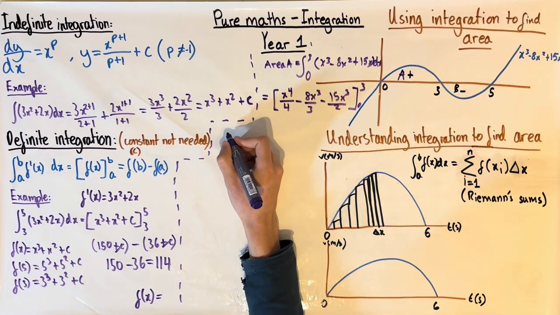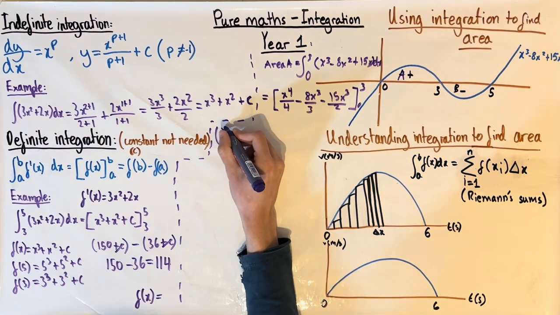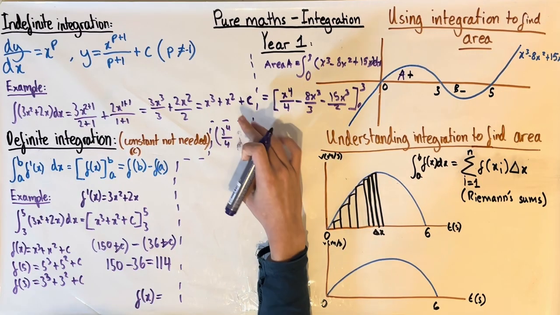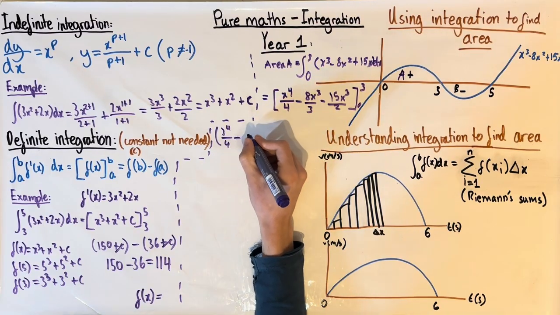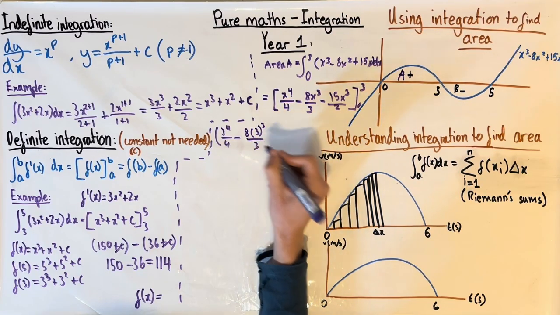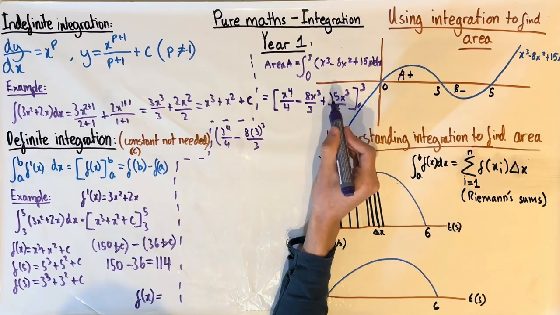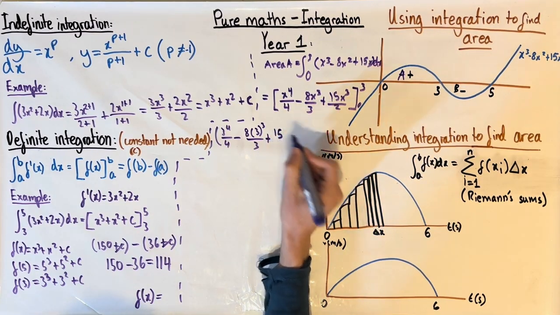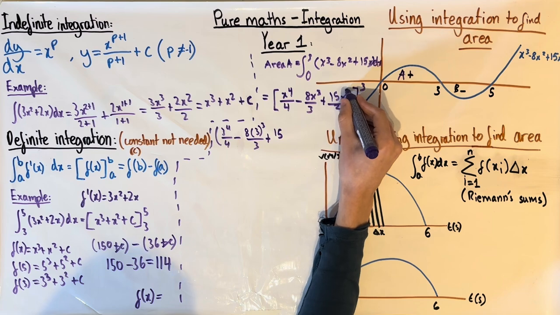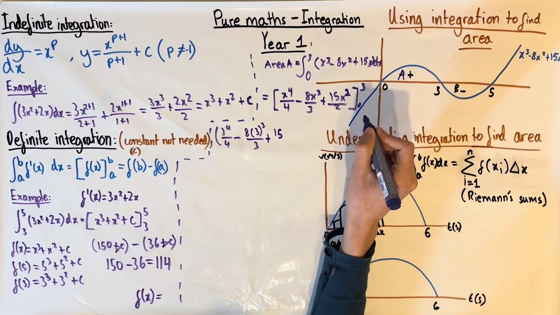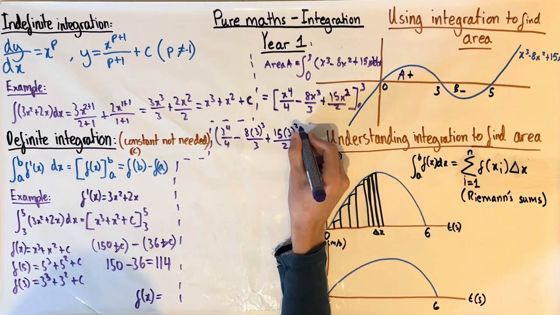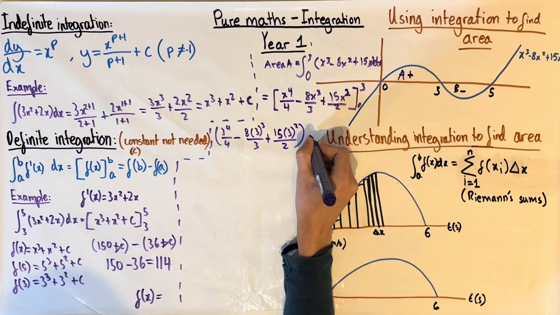Now we substitute it in, so we get 3 to the power of 4 over 4 minus 8 times 3 cubed over 3. Sorry, that should be a plus as well. There should be a plus there. Plus 15. Yeah, that should be a 2 as well. It should be 8x, 15x squared. Okay, so that's 15 times 3 squared over 2. Okay, and that's going to minus 0.